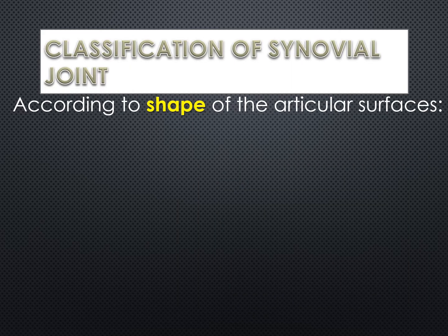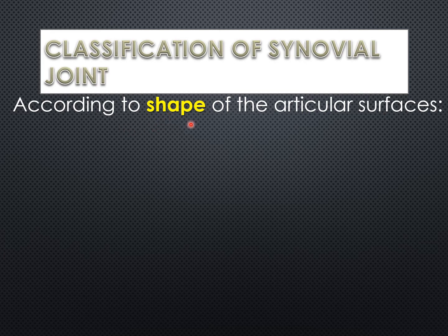The classification of synovial joint. So when a short note on synovial joint is asked, you have to write about the various components of the synovial joint. Then you have to write about the classification of synovial joint with examples. So we learn the classification according to the shape of the articular surfaces, then according to the number of the articulating bones, and also according to the axis of the movement and the movements that are possible.